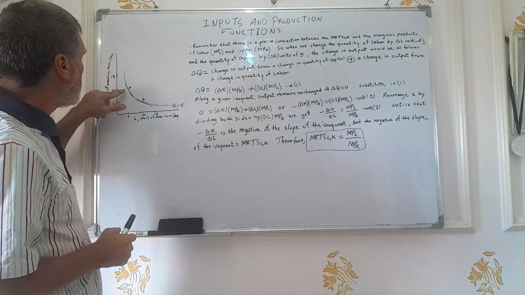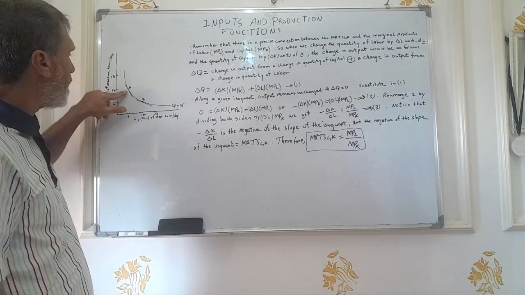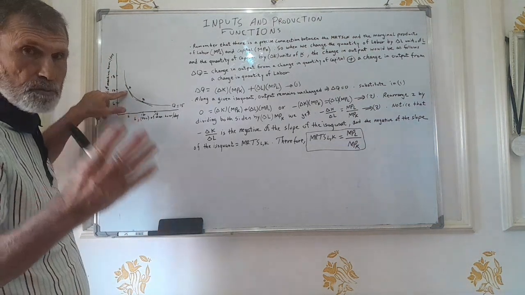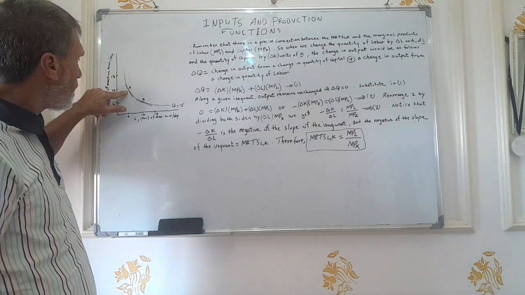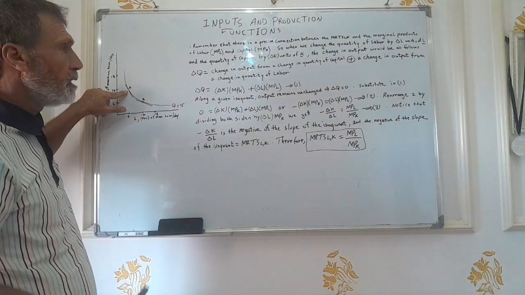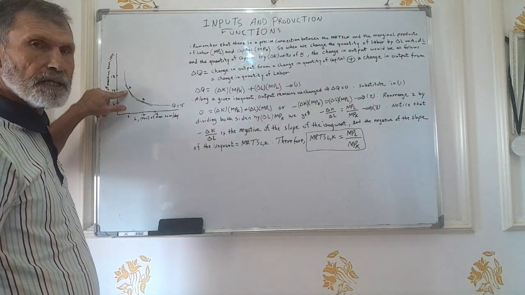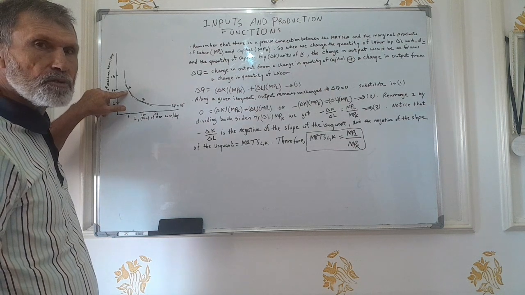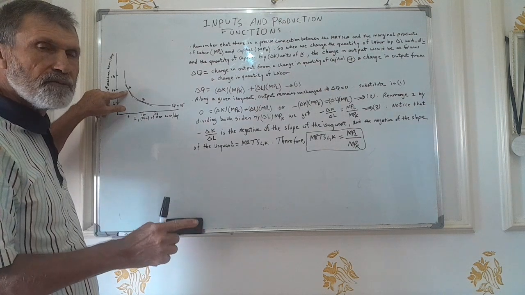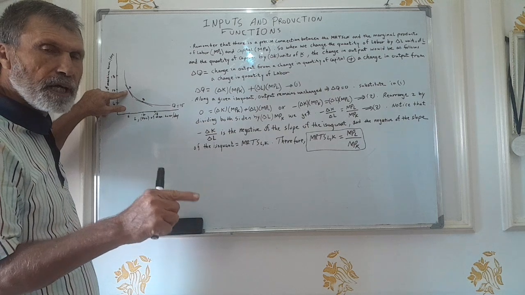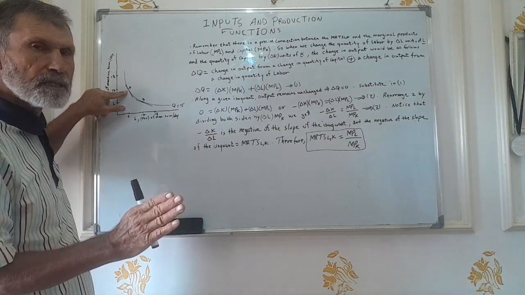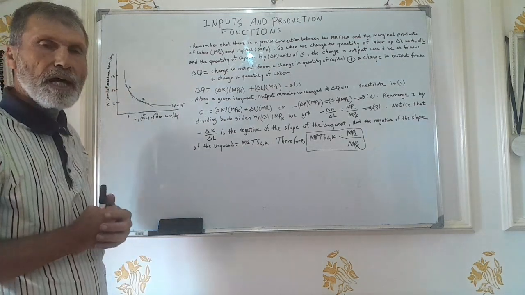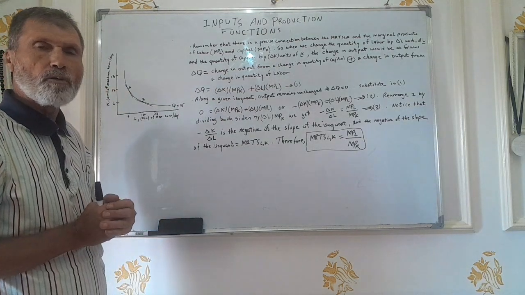So over here, for instance, we said before that the slope over here is minus 1.8. So at point A, the marginal rate of technical substitution is equal to negative, minus 1.8, which becomes 1.8. So the marginal rate of technical substitution at point A, as we said before, is equal to 1.8.